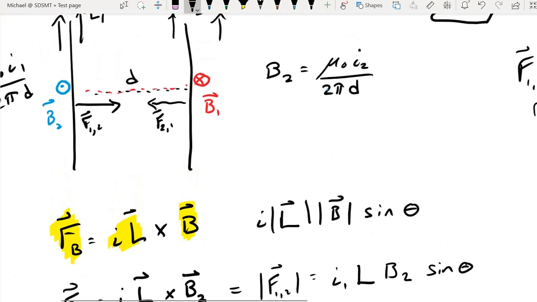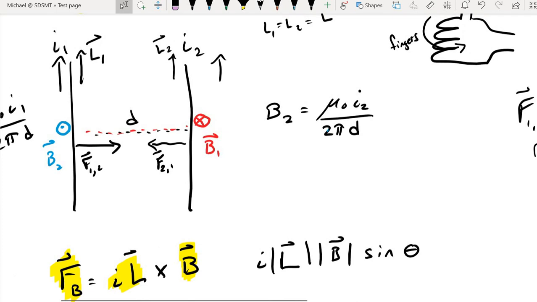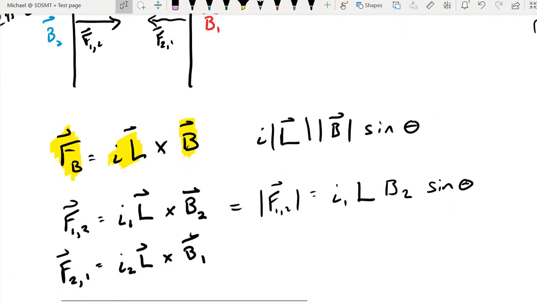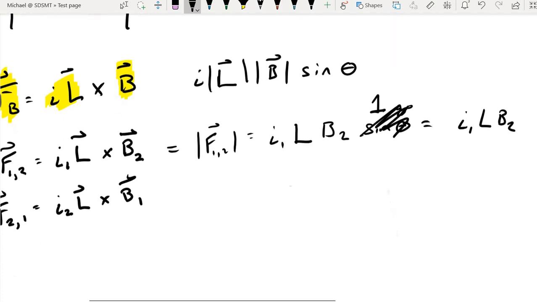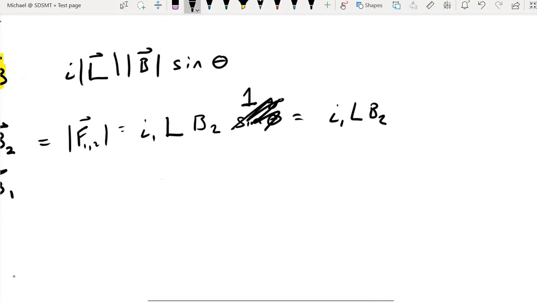So we come back up to our picture. L1 is pointing up, B2 is pointing out of the board. That angle relationship is 90 degrees. Sine of 90 becomes 1. And so we get a magnitude of I1 L B2. That is the magnitude of force F12.